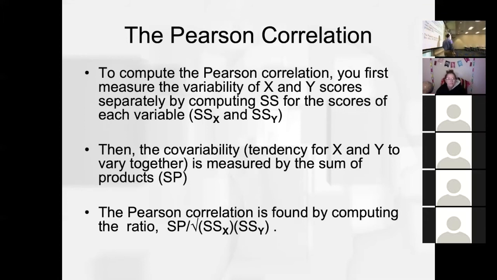So to compute that Pearson correlation, you first measure the variability of X and Y scores separately by computing the sum of squares of the scores for each variable. So you're going to get a sum of squares X, and a sum of squares Y. You're then going to measure the covariability, which is to say the tendency for X and Y to vary together, with the equation for SP, and I will show you that in just a second.